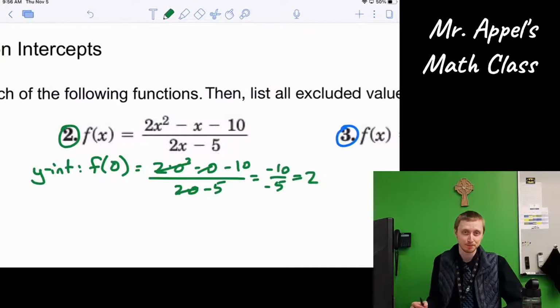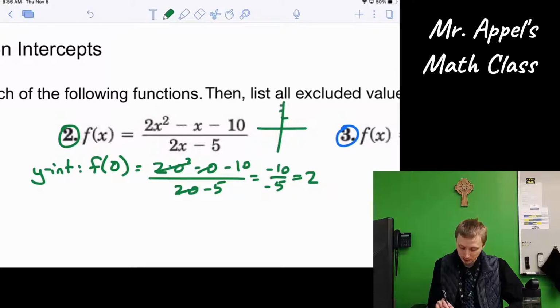There's my y-intercept. So I know somewhere on this graph it crosses up here, somewhere like that. I don't know how it crosses, but it at least crosses up there at y equals 2.